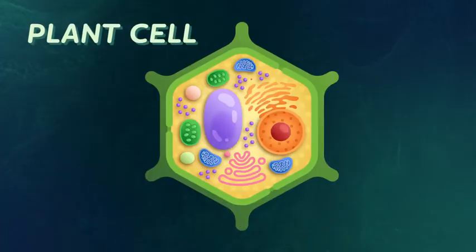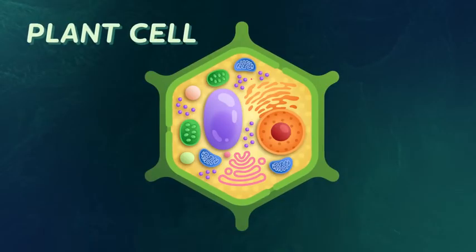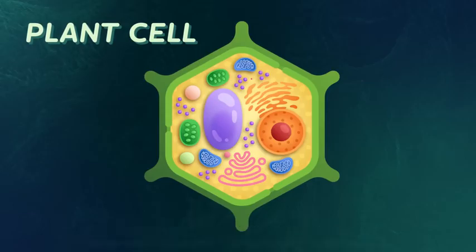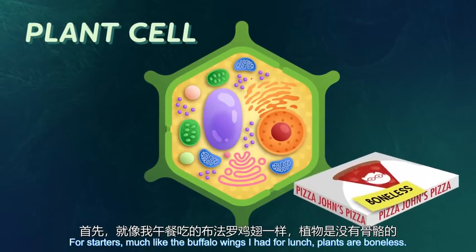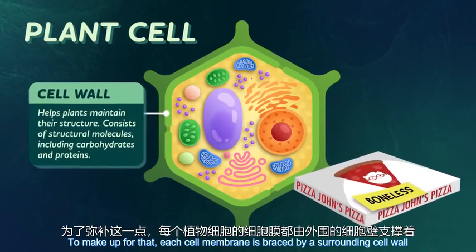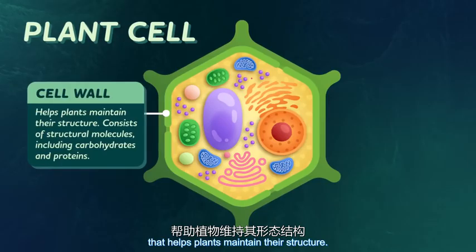Like, take plants, for example. Not only do eukaryotic plant cells run some complex processes, but they also do some extra work to support the unique structure of plant life. For starters, much like the buffalo wings I had for lunch, plants are boneless. To make up for that, each cell membrane is braced by a surrounding cell wall that helps plants maintain their structure.